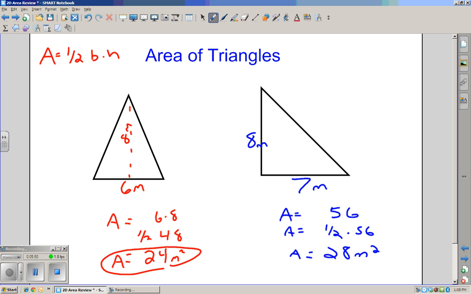If you have weird numbers, another method that works for people is you can just take half of one of the sides. For example, if I were just to take half of the 8 right here, half of 8 is 4, and then I would take my other side, 4 times 7 as my base, and that also will give me 28 meters squared. So you can multiply them both together and take half, or you can just take half of one of the sides, whatever floats your boat.